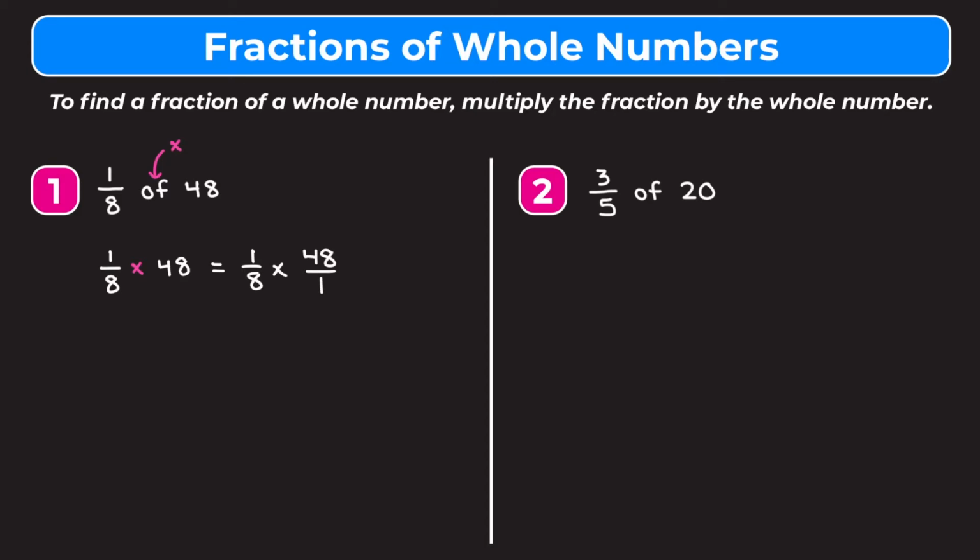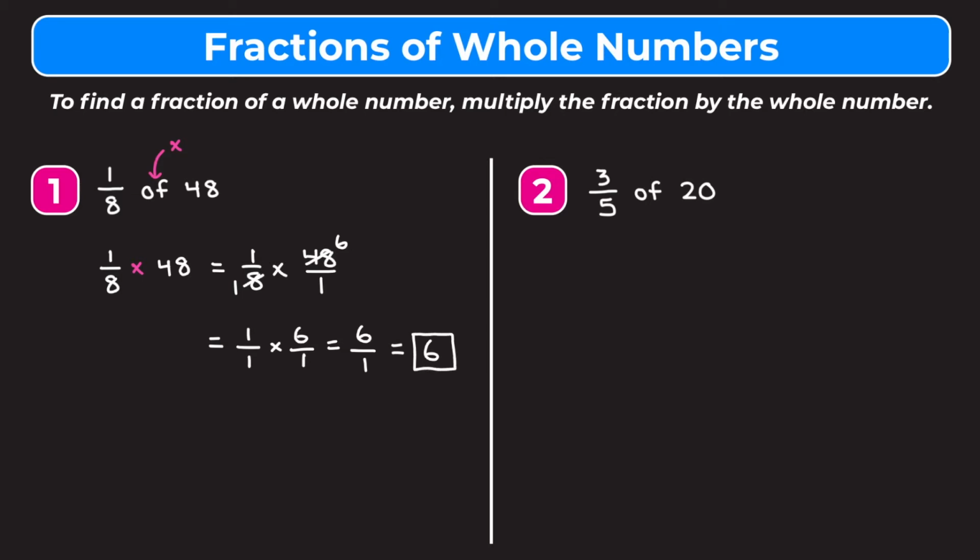Now we just want to multiply straight across, but we don't want to forget to cross-reduce because it's going to make our multiplication easier. We can cross-reduce the 8 and the 48 by dividing them both by 8. If we divide 8 by 8, we're left with 1. If we divide 48 by 8, we're left with 6. So now it's really like we're multiplying 1 over 1 times 6 over 1. We multiply straight across. 1 times 6 is 6. 1 times 1 is 1, and 6 over 1 is just equal to 6. So we get that 1/8 of 48 is 6.